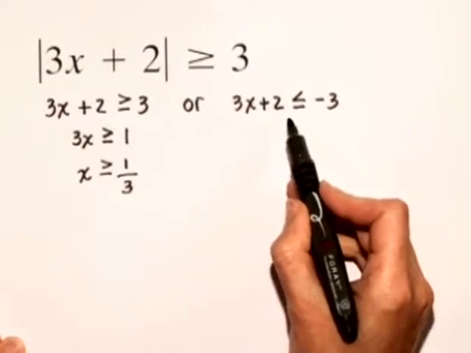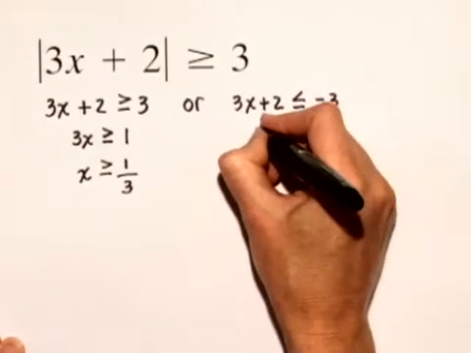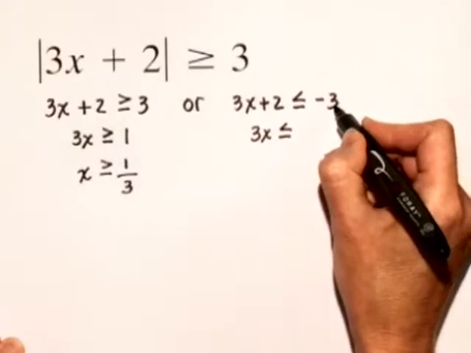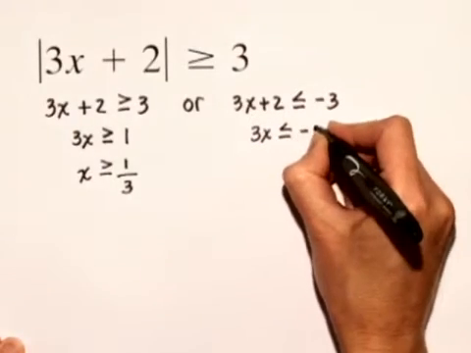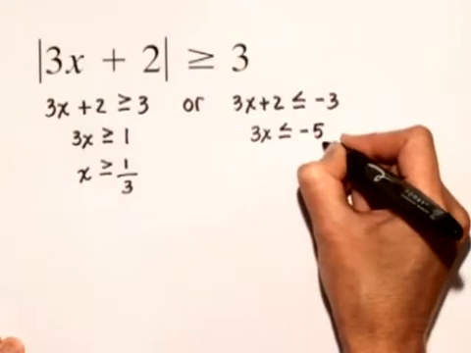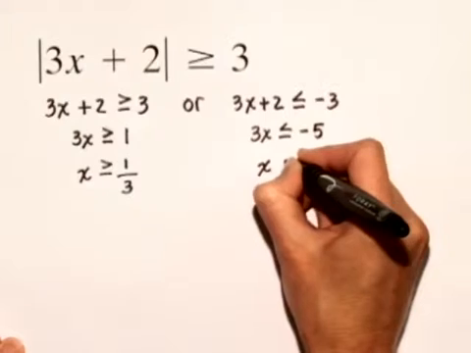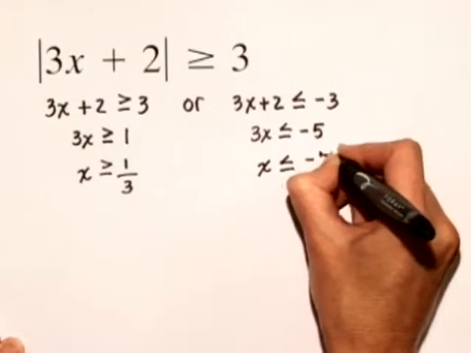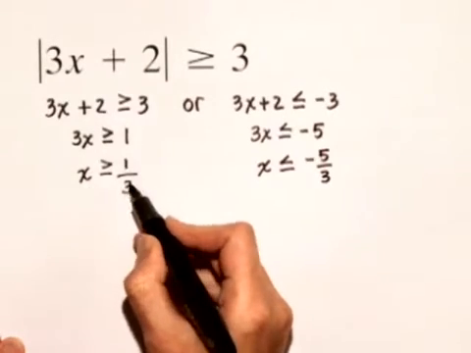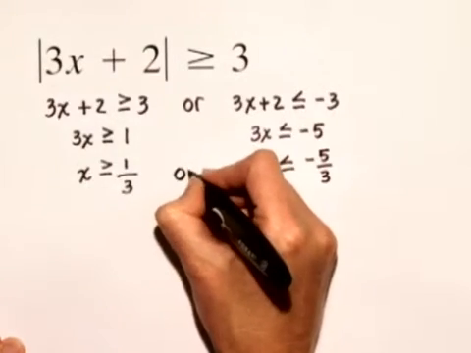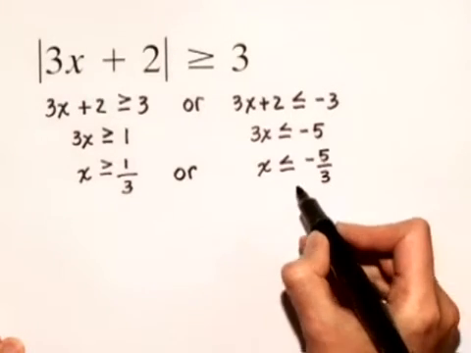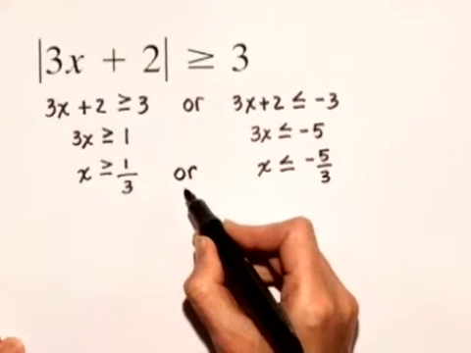We can subtract 2 from both sides of this inequality and we'll have 3x is less than or equal to, we have negative 3 minus 2 gives us negative 5. And when we divide both sides of this inequality by 3, we get x is less than or equal to negative 5/3. Now remember, it's x is greater than or equal to 1/3 or x is less than or equal to negative 5/3. The or represents a union.